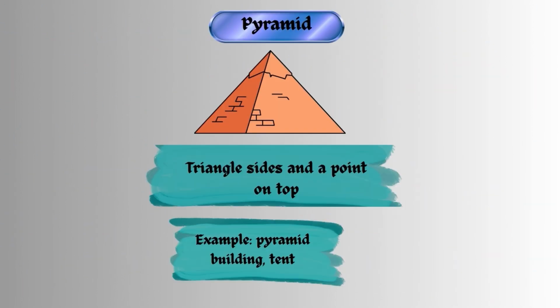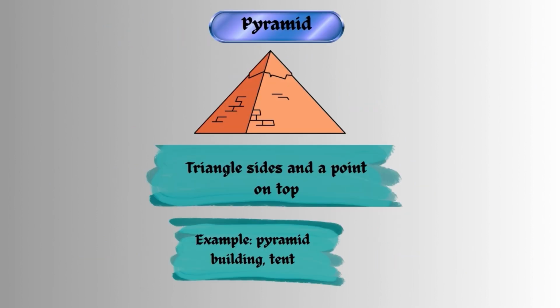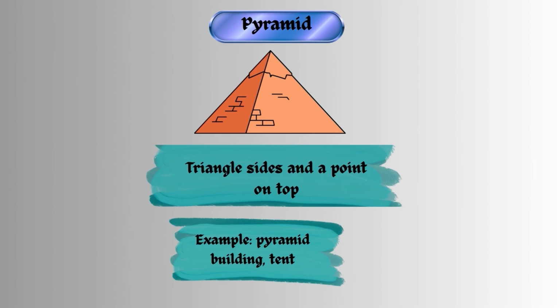Pyramid. Let's see the pyramid. What is a pyramid? It is a solid shape with 1 flat base and some triangular faces. What are the parts of a pyramid? Base, a top point, edges, and vertices are the parts of a pyramid.